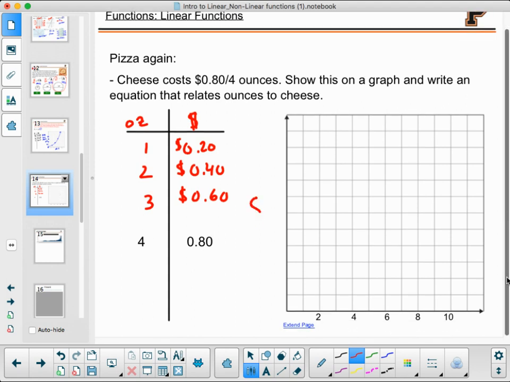All right. To graph out money spent on cheese versus the ounces of cheese, let's just go by the same units: 20 cents, 40 cents, 60 cents, and 80 cents. You've got 1 being 20 cents, 2 being 40 cents, 3 being 60 cents, 4 being 80 cents, and those values will increase in a consistent manner, okay, a linear manner. So again, the biggest difference.